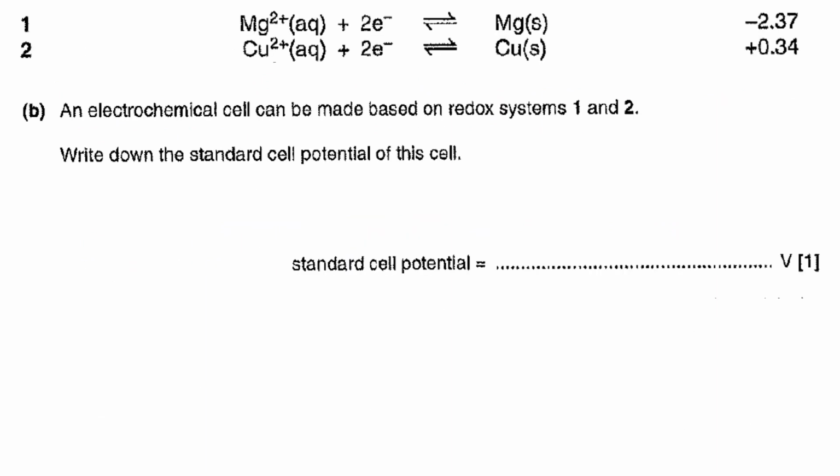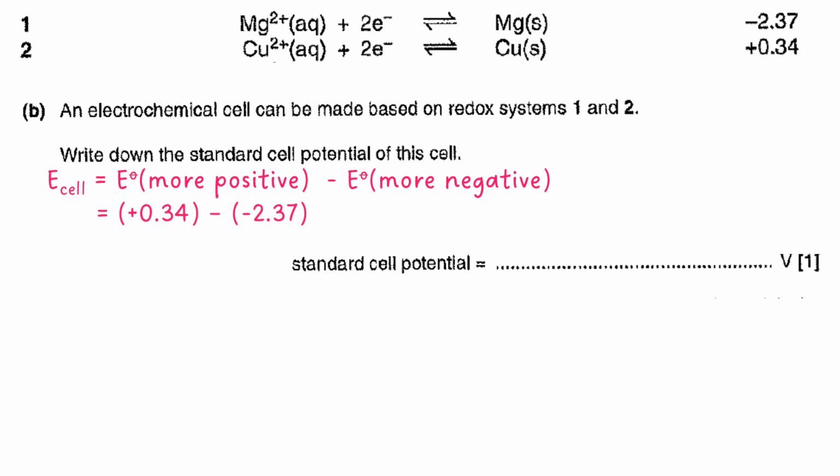So let's now go to the next part of the question, working out the cell potential. So it directs you to redox systems 1 and 2 from the table, and what you need to be able to bring to this question is having memorized how to calculate E cell. So once you've done that from your flashcards, you can then plug these numbers in quite easily and then get plus 2.71 on your calculator.